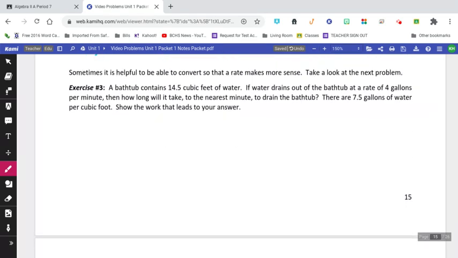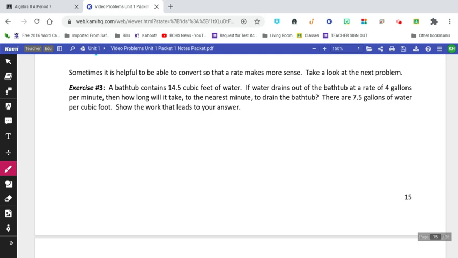Okay, number 3. Sometimes it is helpful to be able to convert so that a rate makes more sense. Take a look at the next problem. A bathtub contains 14.5 cubic feet of water. If water drains out of the bathtub at a rate of 4 gallons per minute, then how long will it take to the nearest minute to drain the bathtub? There are 7.5 gallons of water per cubic foot. Show the work that leads to your answer.